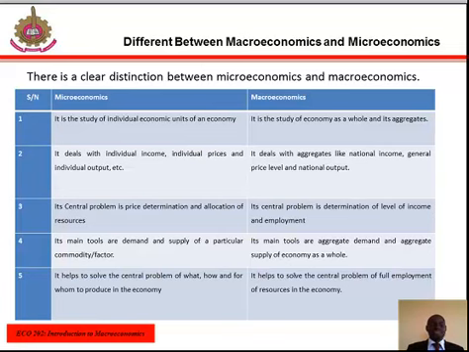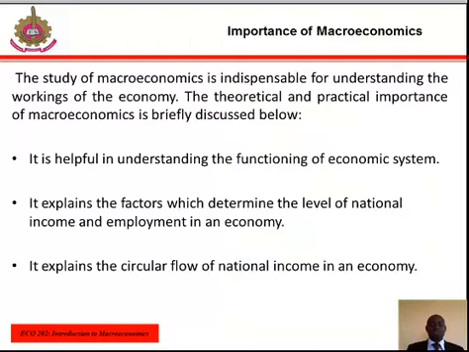Another difference is that its central problem is price determination and allocation of resources under micro, but under macro, its central problem is determination of level of income and employment. Let's look at another one. Under micro, its main tools are demand and supply of a particular commodity and factor, whereas under macro, its main tools are aggregate demand and aggregate supply of the economy as a whole. And lastly, under micro, it helps to solve the central problem of what, how, and for whom to produce in the economy, whereas under macro, it helps to solve the central problem of full employment of resources in the economy.